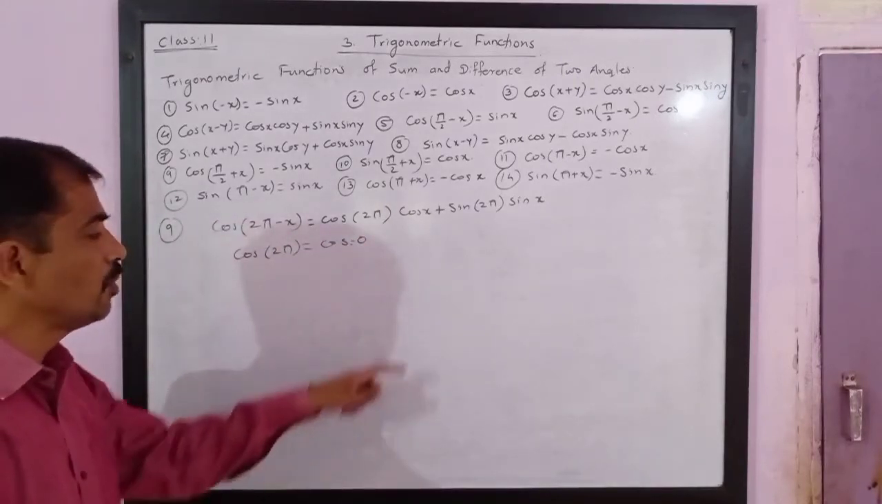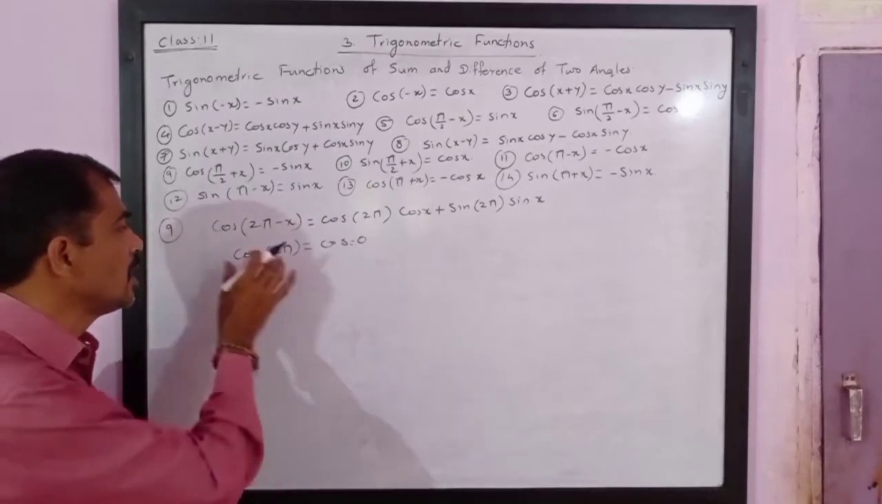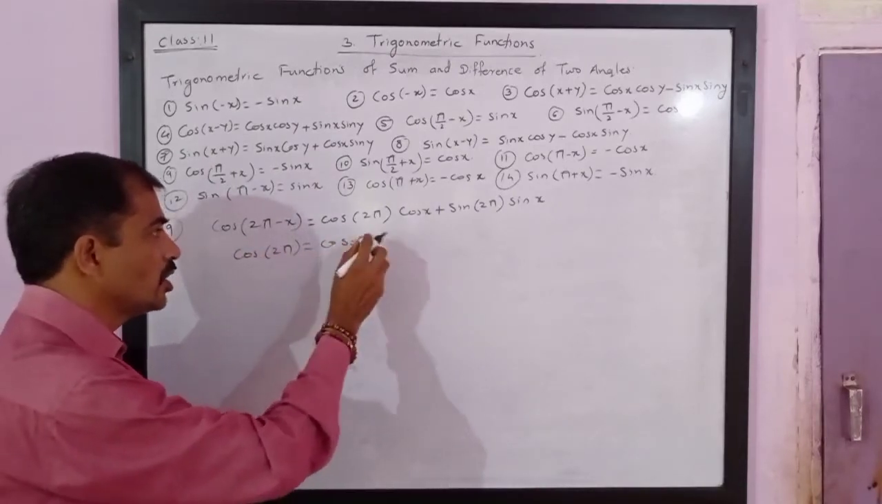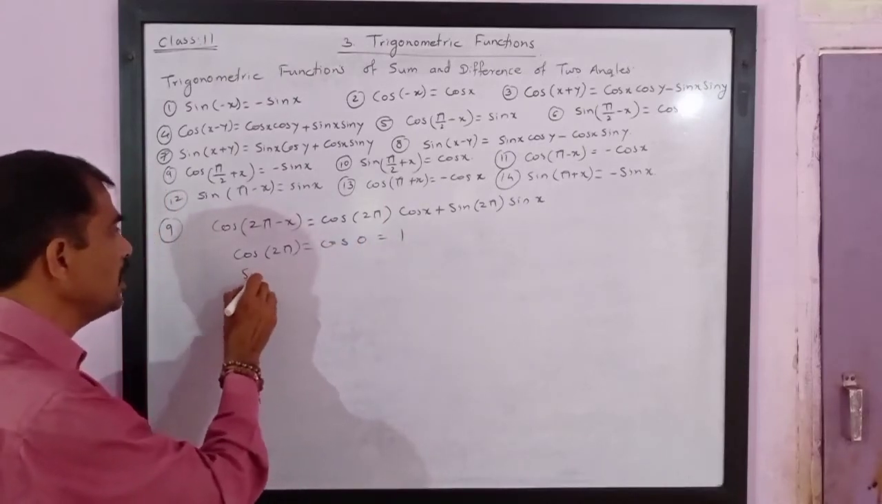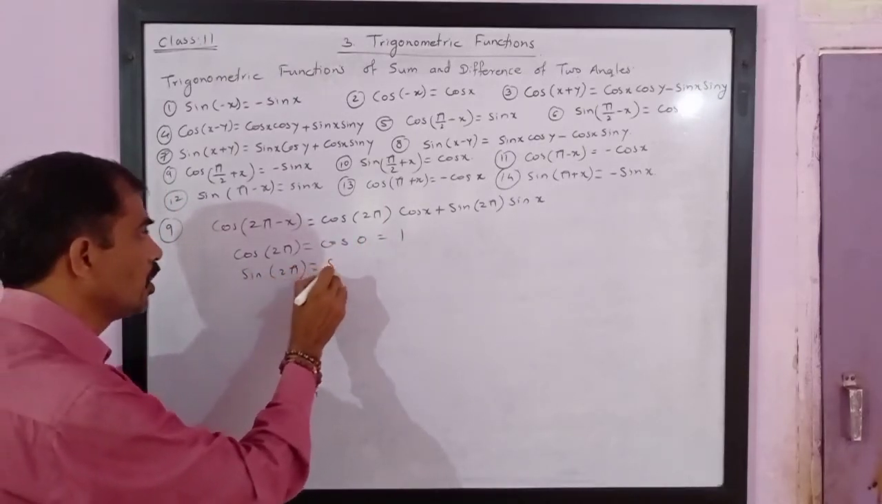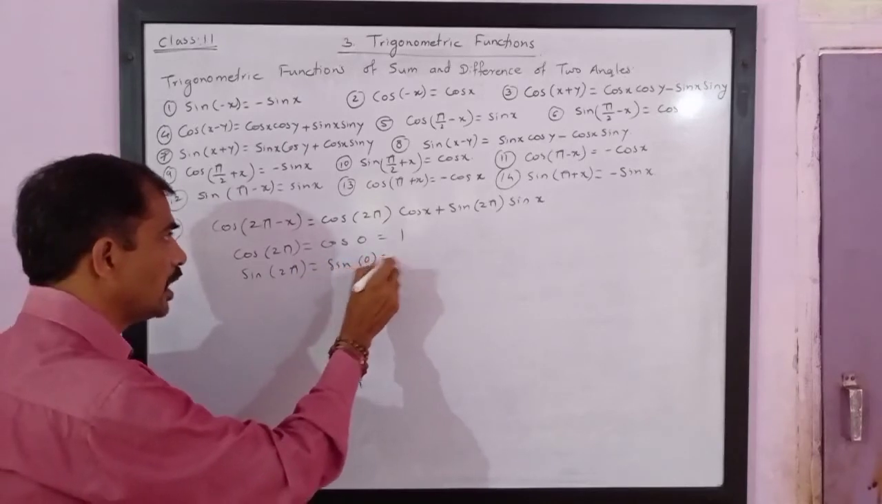Now we have cos of 2 pi is equal to cos 0, that is after 360 degrees it will come, after 2 pi radians it will come to the same place, means cos 2 pi is equal to cos 0 and cos 0 is equal to 1, and sin 2 pi is also equal to sin of 0, that is equal to 0.